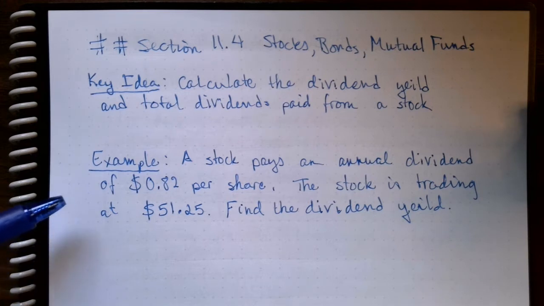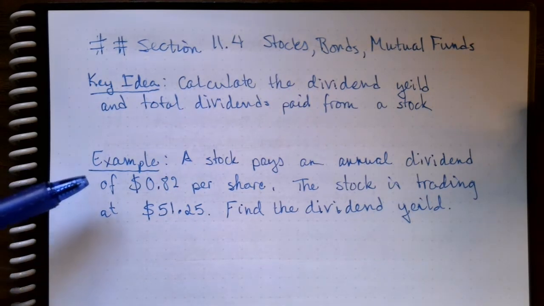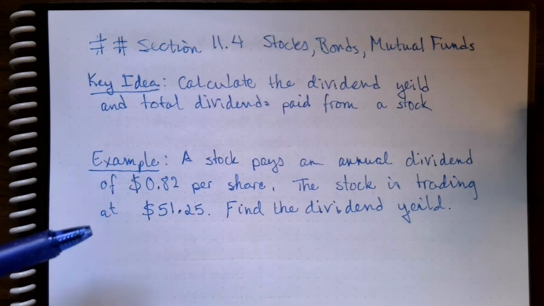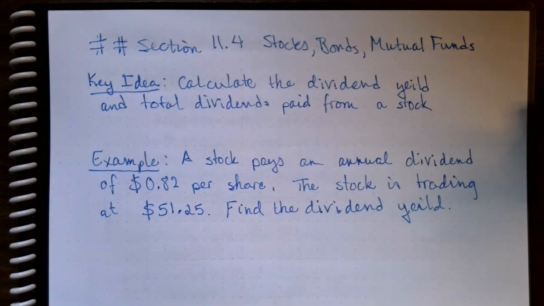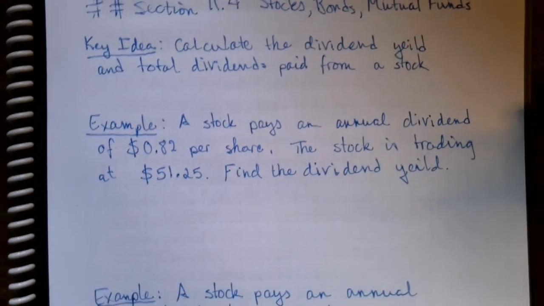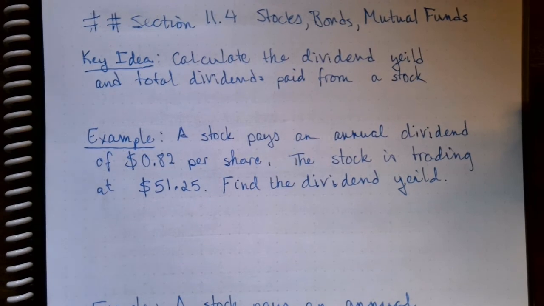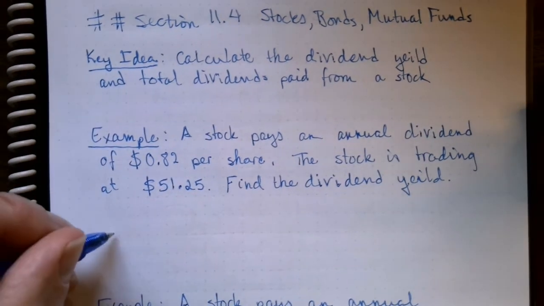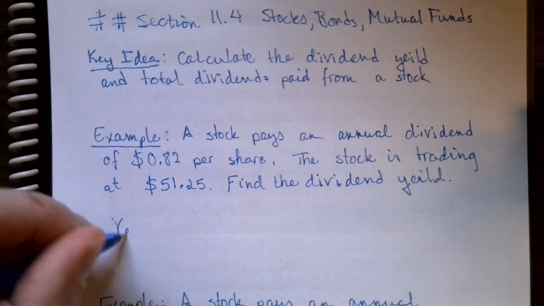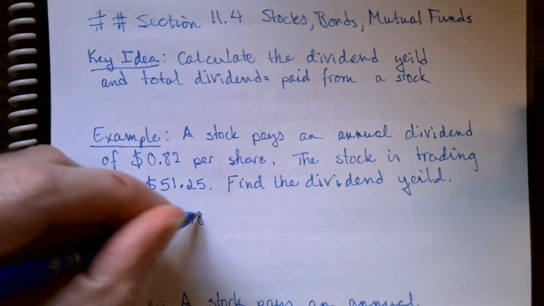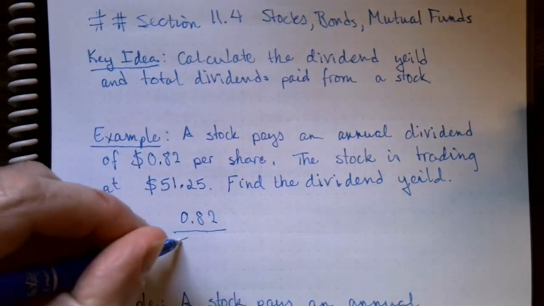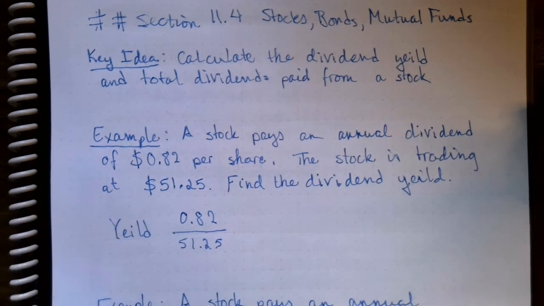So let's look at this example right here. A stock pays an annual dividend of 82 cents per share. The stock is trading at $51.25. Find the dividend yield. All right, so very easy to do. What we do is we take the dividend paid, 0.82, and we divide that by the price of the stock.